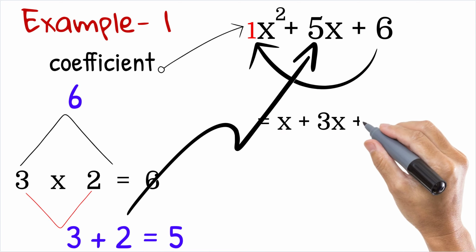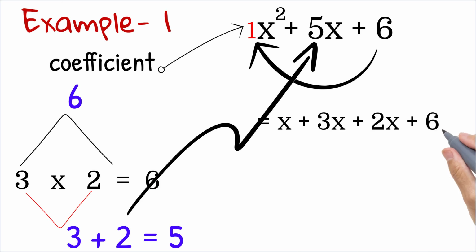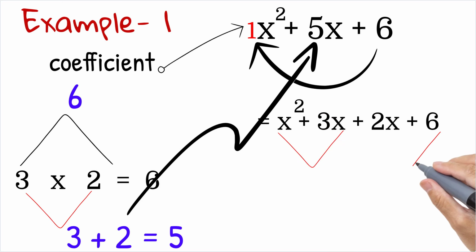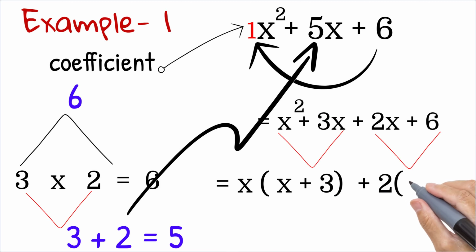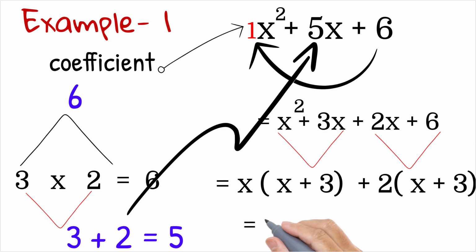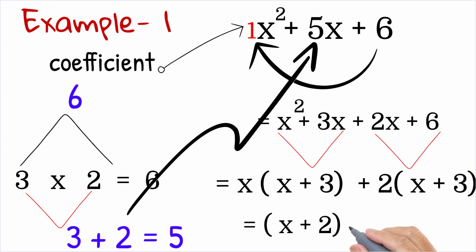Now rewrite 5x as 3x plus 2x. Find the common factor x in the first two terms and 2 in last two terms. Now x plus 3 is common factor. The factors are x plus 2 and x plus 3.